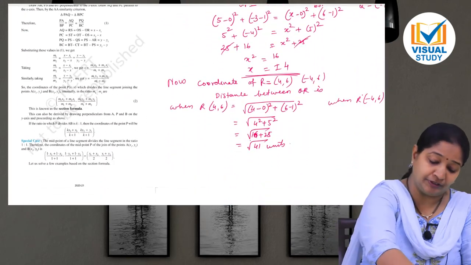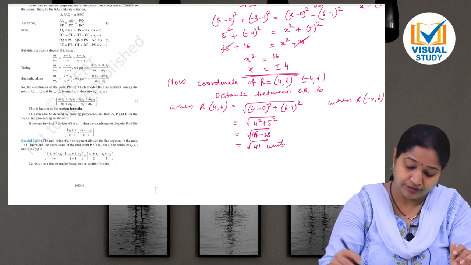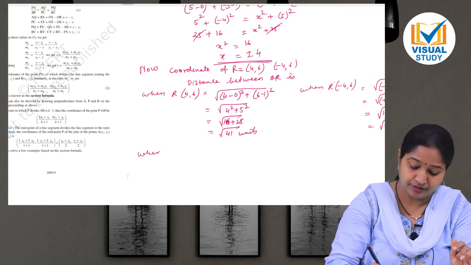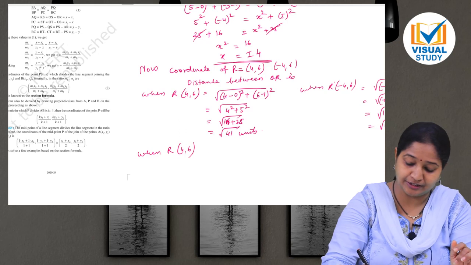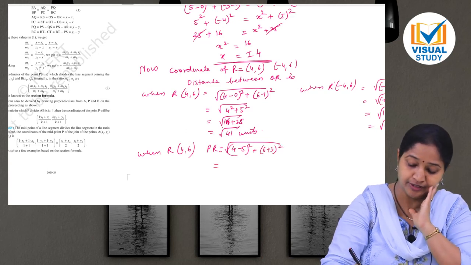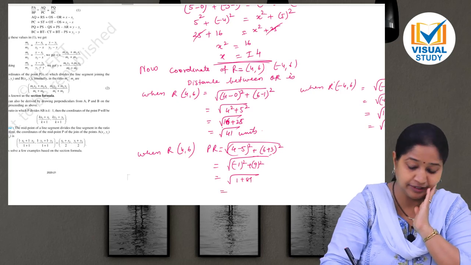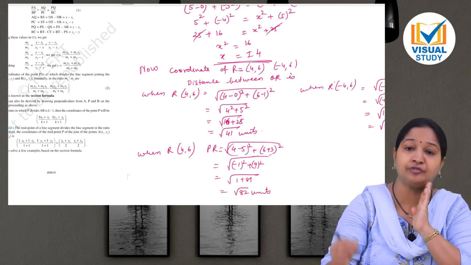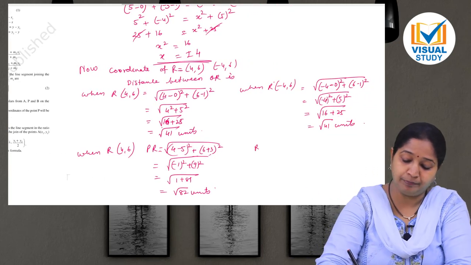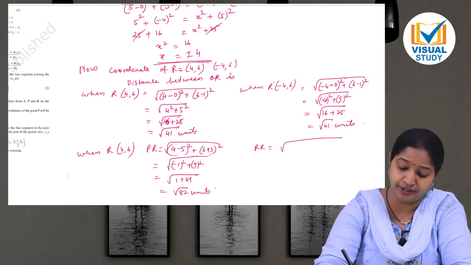Now we have to find out the distance between PR. When R is (4, 6), the distance between PR is (4 minus 5) whole square plus (6 plus 3) whole square, and that is minus 1 whole square plus 9 whole square, and you get 1 plus 81, that is 82 units.